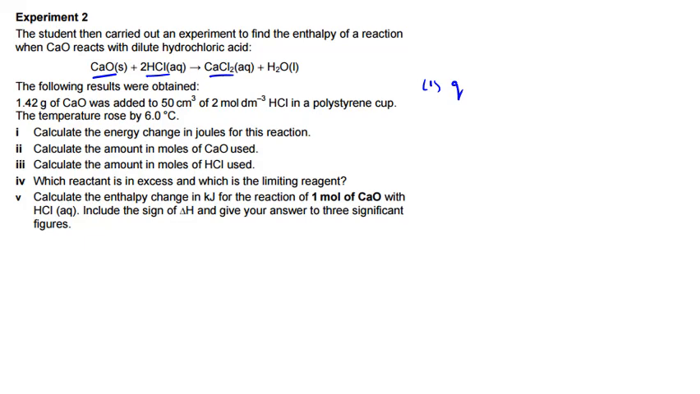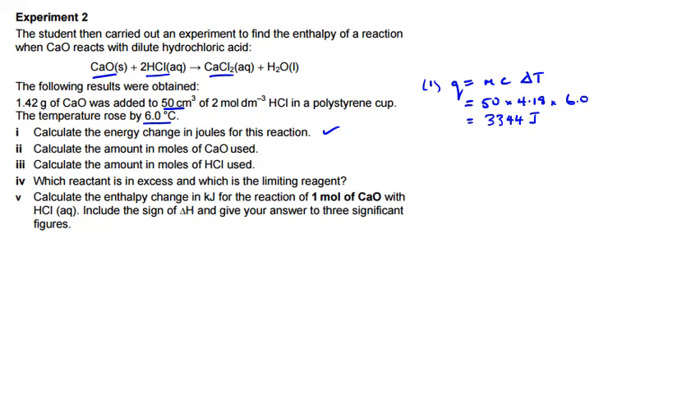So we're going to use our Q equals mc delta T again, where our M is 50, our C is 4.18, and our delta T this time is an increase of 6. So those 3 multiplied together come out at 3,344 joules. So that's quickly done part 1.